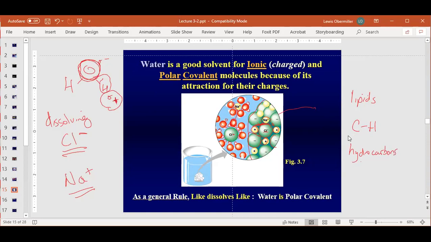And carbon electronegativity is 2.5 and hydrogen's is 2.1. So the difference between these two is 0.4. Now, I'm not sure if you remember the rules or not, but that's less than 0.5. So that means there's no charge, and that means they're non-polar. So all fats are non-polar, which means they have no charge. And if they don't have a charge, water can't surround them like it does here. So that's why water cannot dissolve fats, because there's no charge.